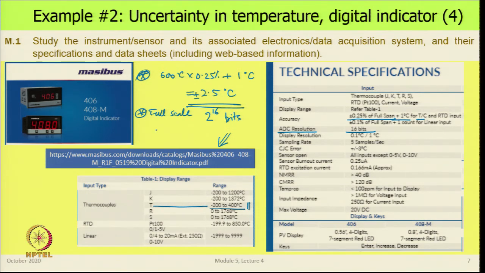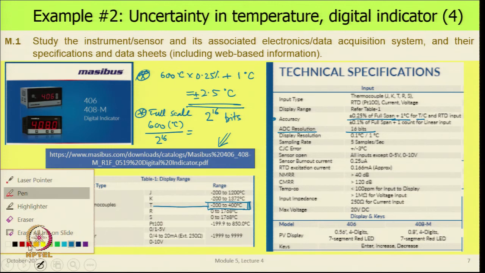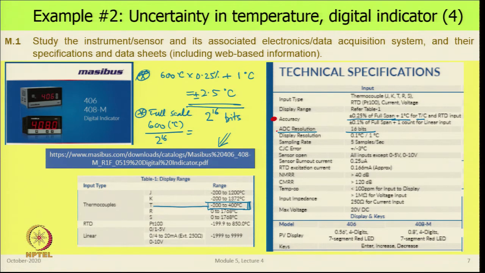And we can then see that if this was our input range, this 600 divided by 2 to the power 16, this will tell us what is the minimum temperature difference that this particular indicator can discriminate in the digital form. So, that is one more piece of information we have. We have got this one, we got the other one there. So, this was one, this is the second one, and now let us look at the third one.